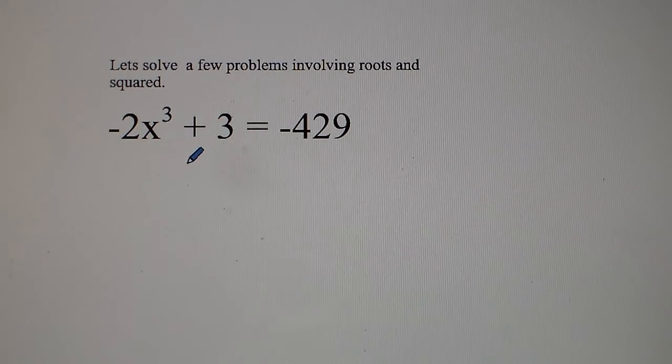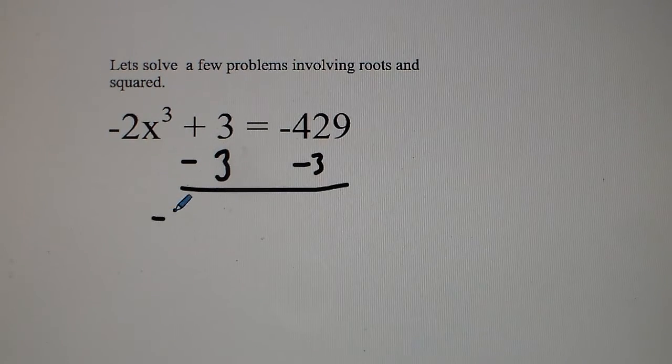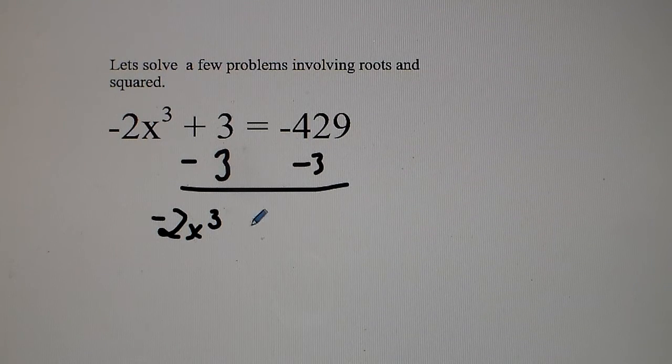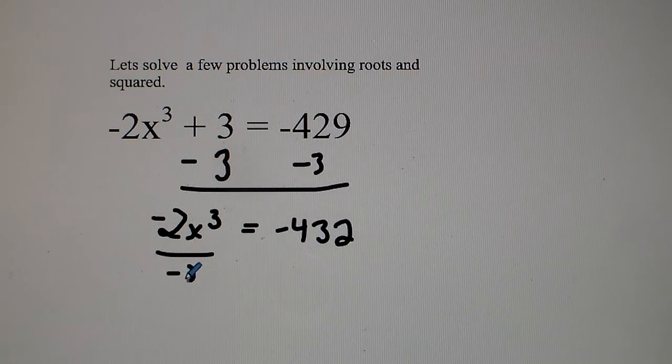Let's do another. So here's our problem. Our goal is to solve for x. So we subtract 3 from both sides. So we get negative 2x to the third. Oh, it's a little bit different. Equals negative 432. Divide both sides by negative 2. We get x to the third is equal to 216.